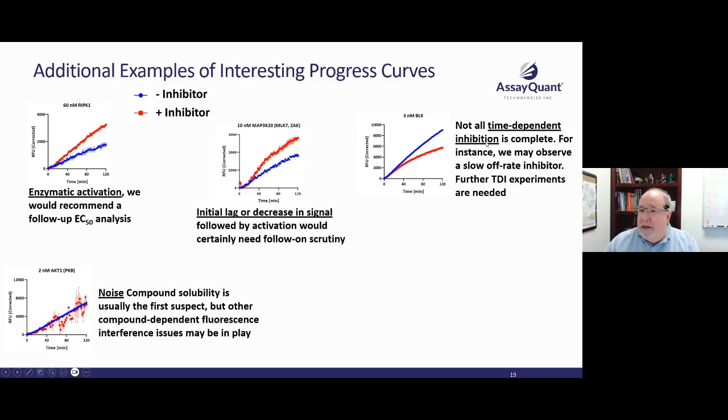Not all of our time-dependent inhibition is complete. I showed you an irreversible BTK inhibitor on the previous slide. Here's something that looks like it has a final steady-state non-zero velocity. That is very possible if you're looking at a slow off-rate inhibitor. In this case, we definitely want to do some further time-dependent inhibition experiments, and if time permits, I'll show you a little bit about that at the end.